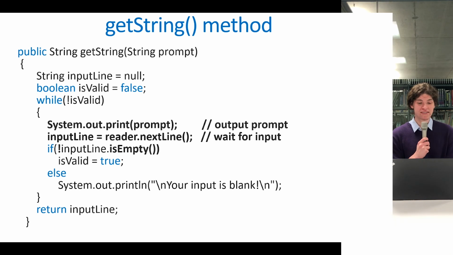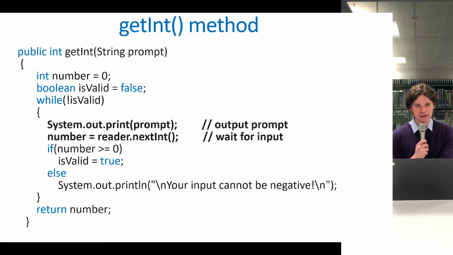Okay, so this is a very basic form of validation, just checking to see whether it is not empty. There's lots of other checks that you could also apply. Here we're just modeling a form of validation. Likewise, we're going to do something similar for the getInt method too. This time we're just checking against negative values. So here we are doing something very similar.